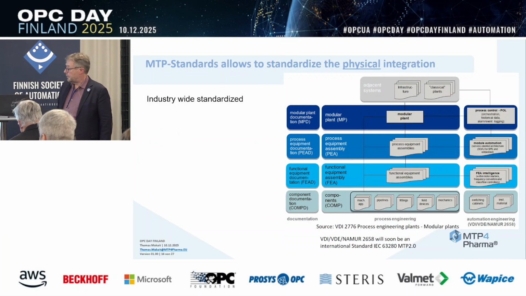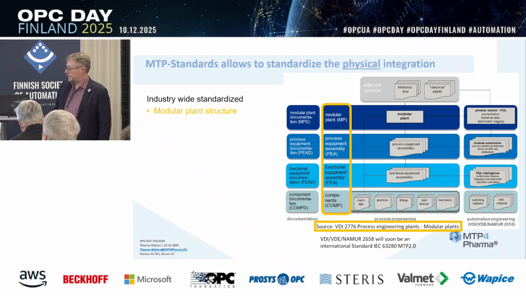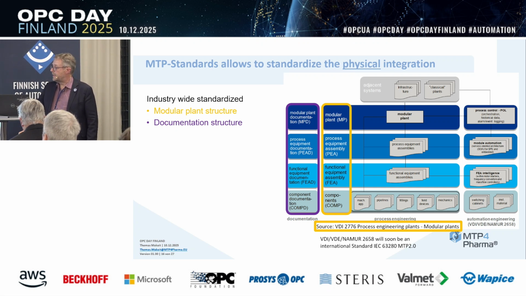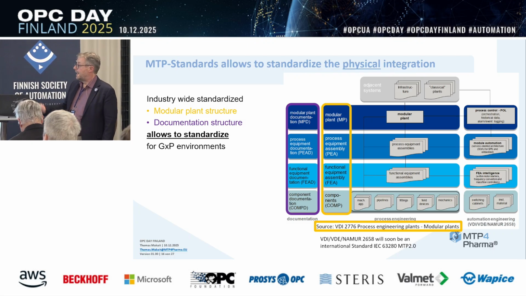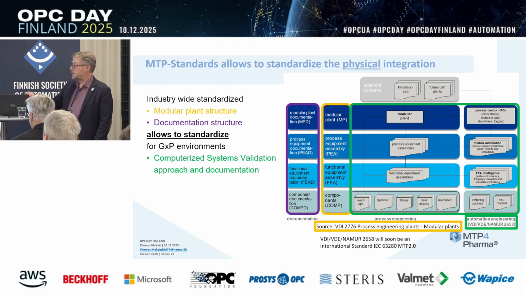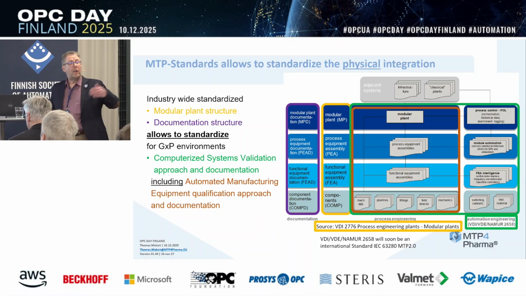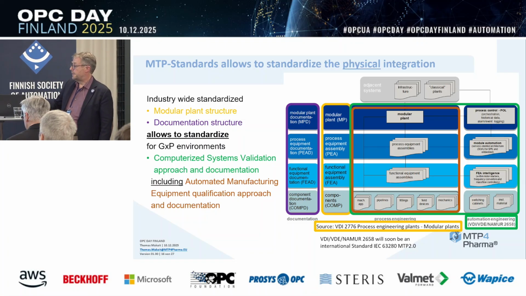Physical integration is also covered. You've seen the 2776. We have the modular plant structure: modular plant, process equipment assembly, functional equipment assembly, components, based on the 2776. And then the document structure: modular plant documentation, PEA documentation, FEA, and component documentation. That is important for qualification of the equipment. It allows us to standardize, in GxP environments, computerized system validation of the control system, with the controlling system, and automated manufacturing equipment.